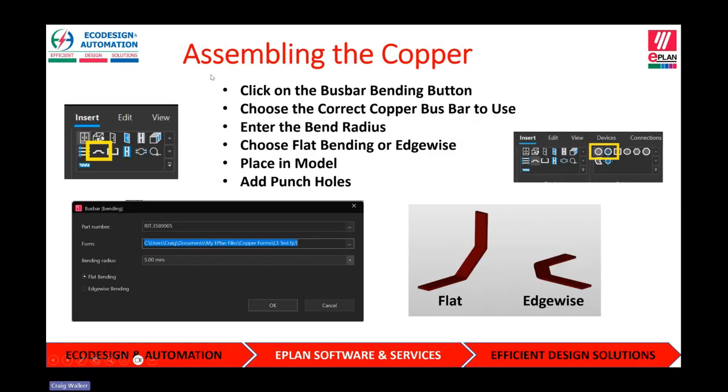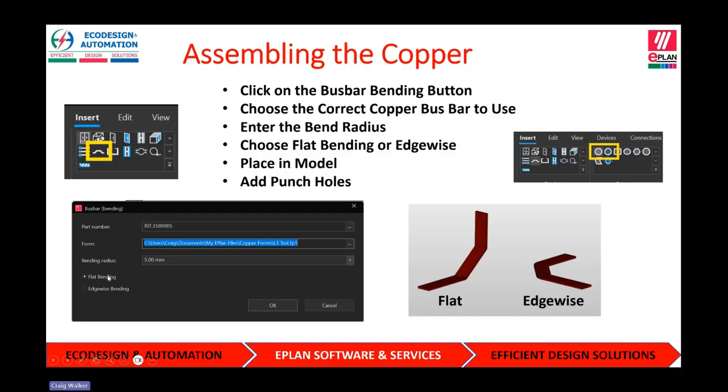For assembling the copper, this is the bend the copper tool button that I was talking about. It's available here under insert. Clicking on that will bring up a dialog box where it asks you which part number you want to use from your part library. You can click on the 3 dots to open your entire part library. You choose the form that you want to use, and then you choose a bend radius. Finally, you want to choose flat bending or edgewise bending.